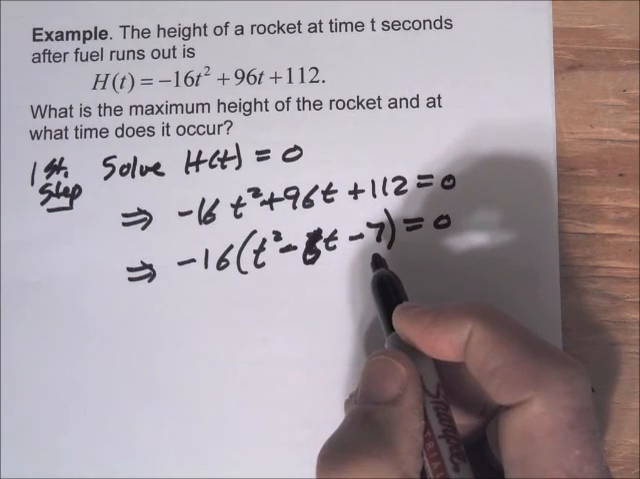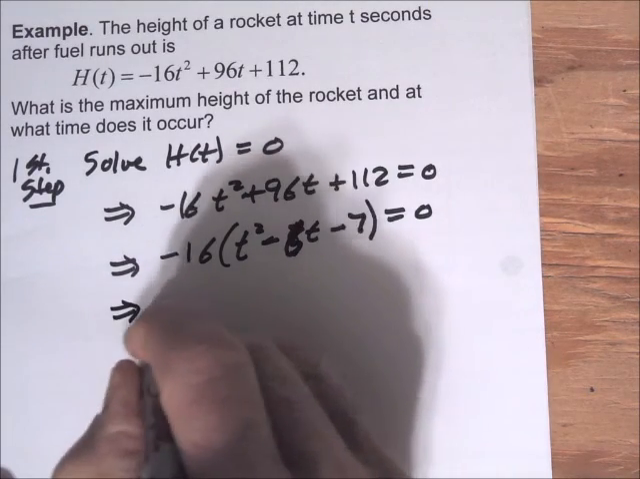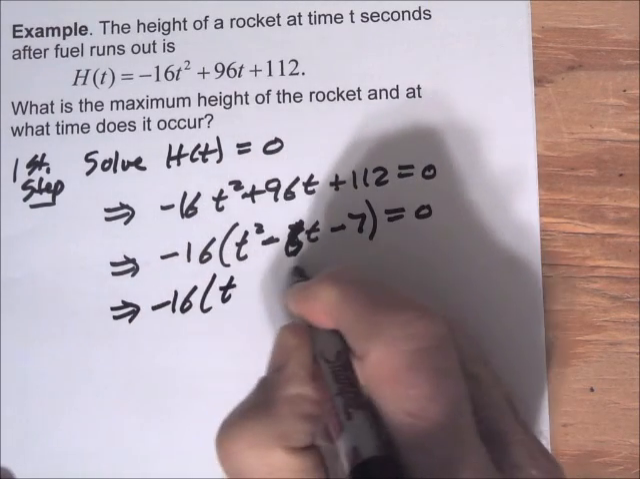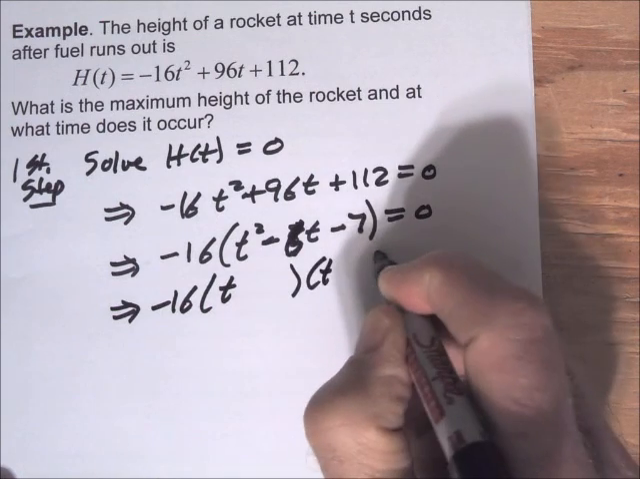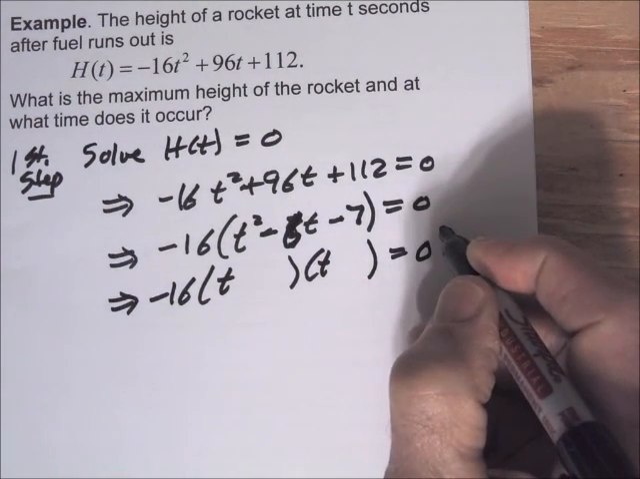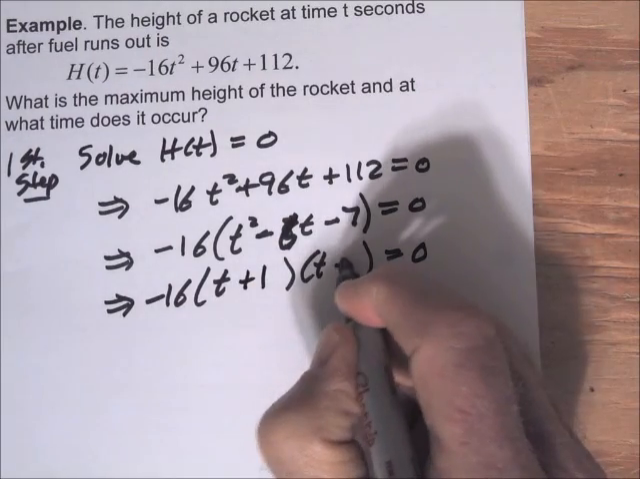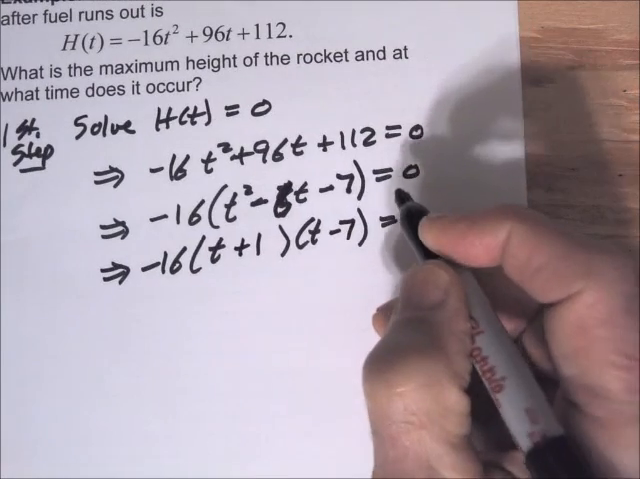So then we can factor this. t times t is t squared. And we need two numbers that multiply to negative 7 and add up to negative 6. What works is plus 1 and minus 7. And you can check with the FOIL method.